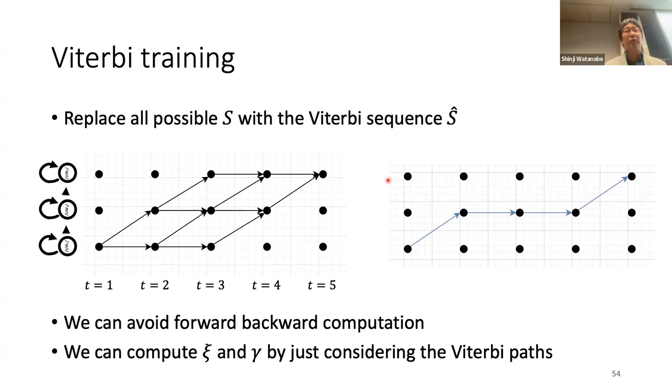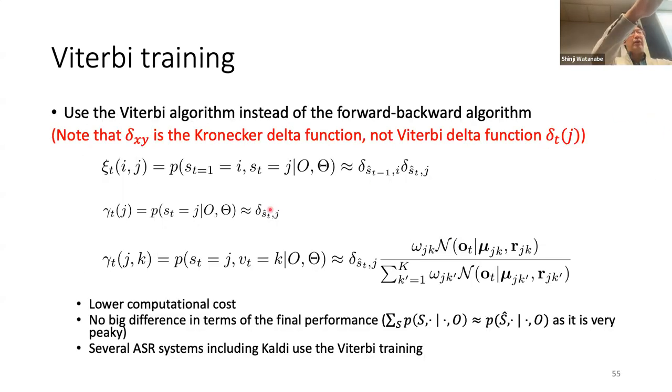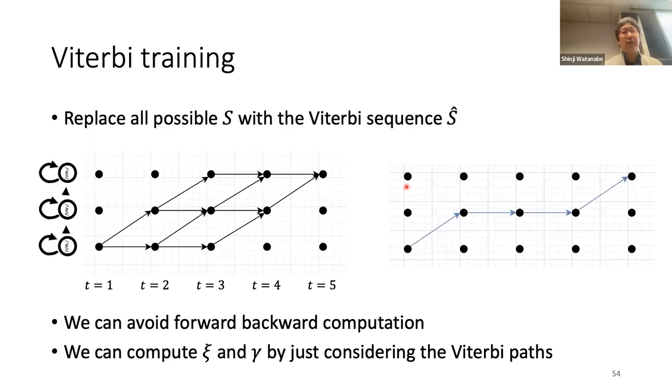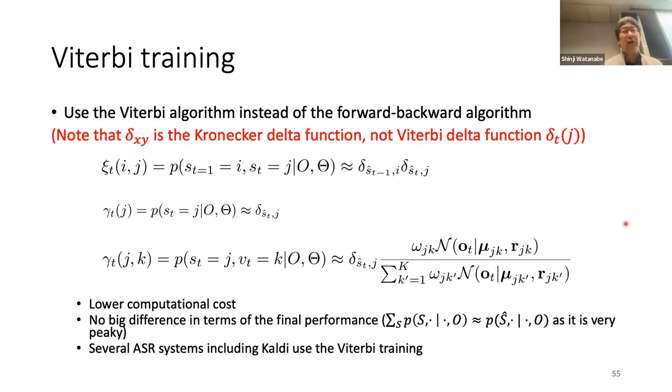Previously, we had to consider all possible paths, even after the auxiliary function, and to avoid the summation over the sequence, we still had to sum over the state index and so on. But by using the Viterbi approximation, we just consider this path. So we don't have to consider this summation. It saves computational cost, and this is practically not a very bad approximation. Many systems also use this Viterbi training.